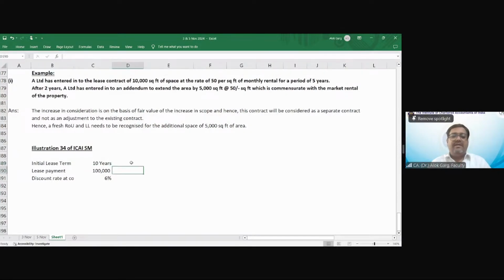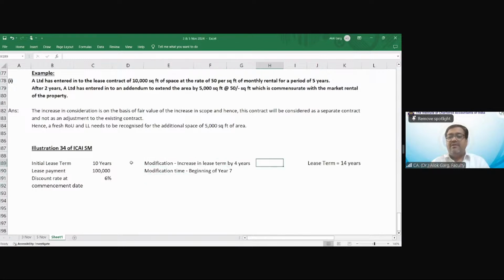Initial lease term 10 years, lease payment 1 lakh, 6% is the discount rate at the commencement date. What else is given in the question? There is a modification: increase in lease term by 4 years. And what is the modification time? Beginning of year 7. What is my lease term now? 14 years. This information is also given in the question.